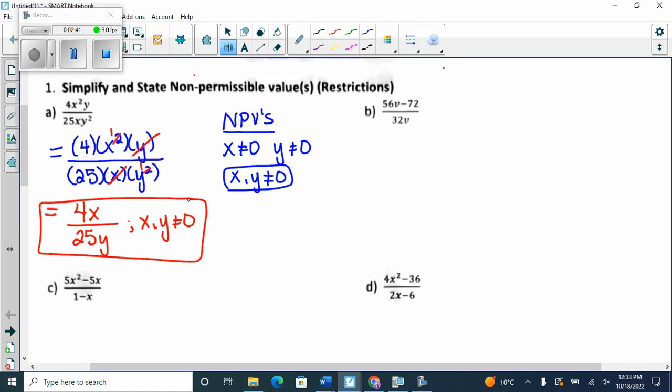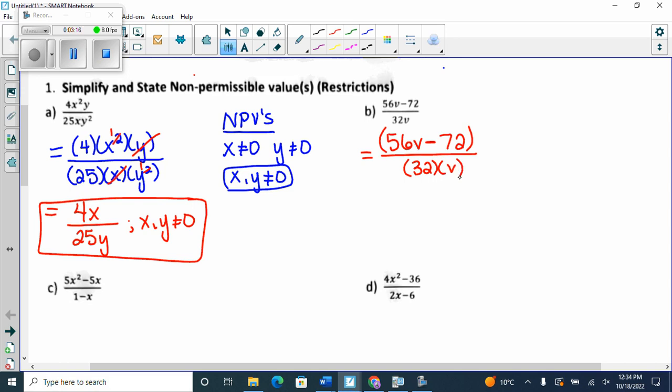Now B has a binomial and a monomial. Binomial in the top, meaning it has a plus or minus sign. Monomial in the bottom. So if I actually were to deal with B, I could just go 56V minus 72. The 56V and the 72 are joined together by a minus sign, so they're in their own brackets like this. And then we have a 32V on the bottom, which is a monomial. When I have a monomial, I just put everything in brackets, right? So I get 32 and V. Currently, I can cross nothing off.